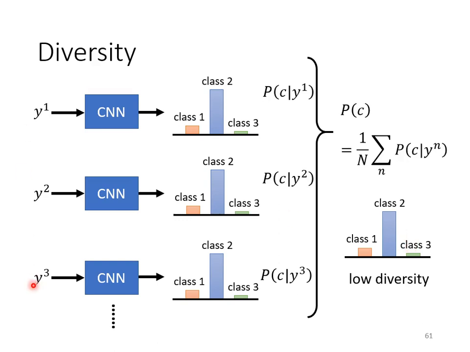If all the pictures you threw in are classified as class 2 by your classification machine, this means that all the pictures probably look almost the same, which also means that the diversity is not enough.